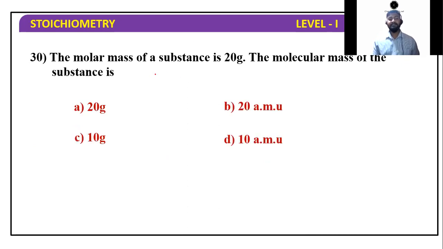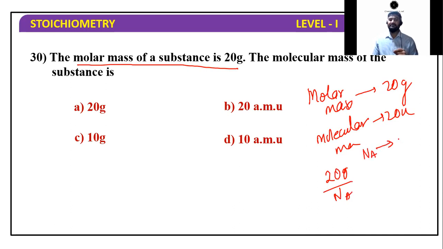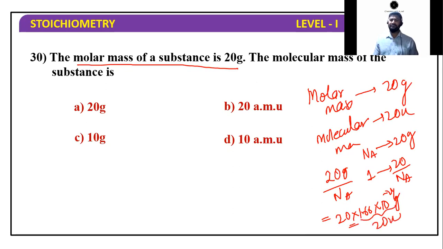Conceptual one actually. So they are saying if the molar mass of a substance is 20 grams, what's the molecular mass of the substance? See, molar mass is 20 grams. So its molecular mass will be 20 U, simple. How can we get that? Divide 20 grams by Na. If 1 mole, that is Na molecules, has a mass of 20 grams, then 1 molecule will have what mass? 20 by Na. What is 20 by Na? 20 by Na will be 20 into 1.66 into 10 to the power minus 24 grams, which is nothing but 20 U. You can check. The answer is absolutely right. B is the right answer.